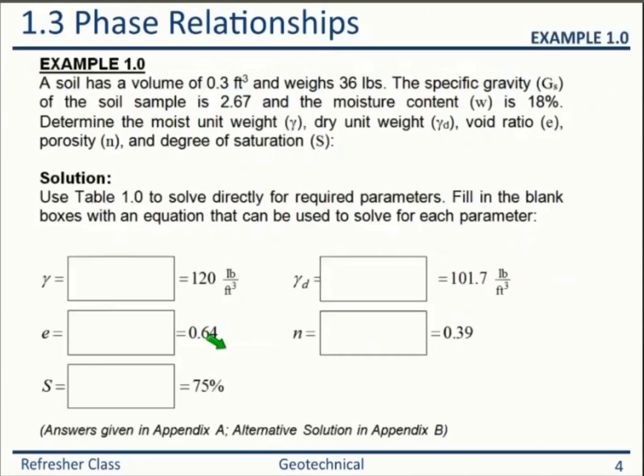So let's go over this example so that we can make use of the table. You don't have to remember the tables, but if you need it, and the question is related to the phase relationship to calculate the volumes, weight, specific gravity, or dry unit weight or something, then you need to come to table number 1 and do the calculation. Let's do this example 1. Please read it once.